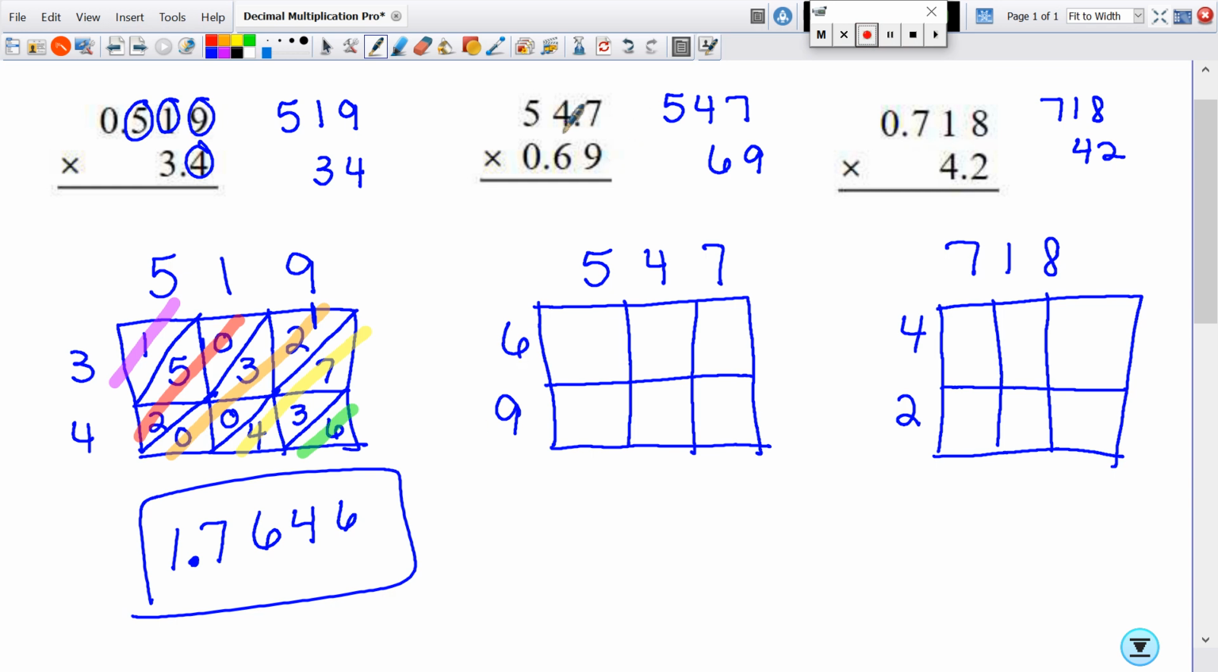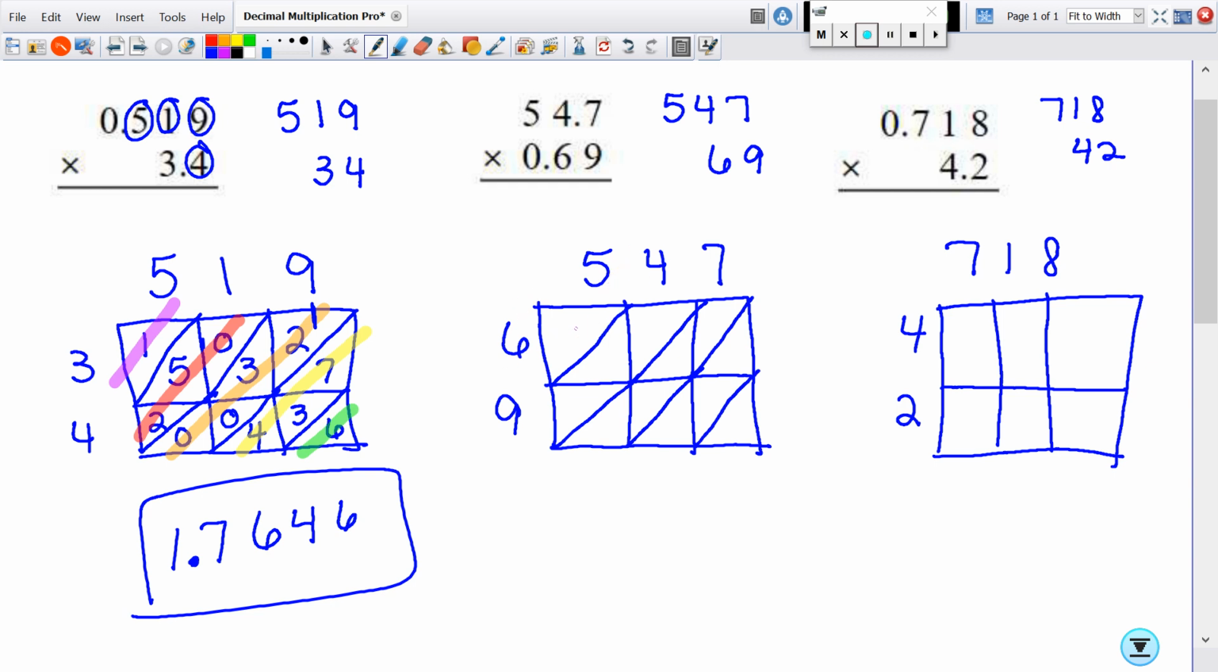Okay, so on the next one, I've taken the original problem and just literally taken out the decimal. 547 and 69. Write 547 on the top, 69 on the side, make a rectangle underneath, separate the top with vertical lines, separate the side with horizontal lines, and then, sorry about that, you want to make a diagonal in each box. You want to kind of be neat about this so that you can see your diagonals later on.